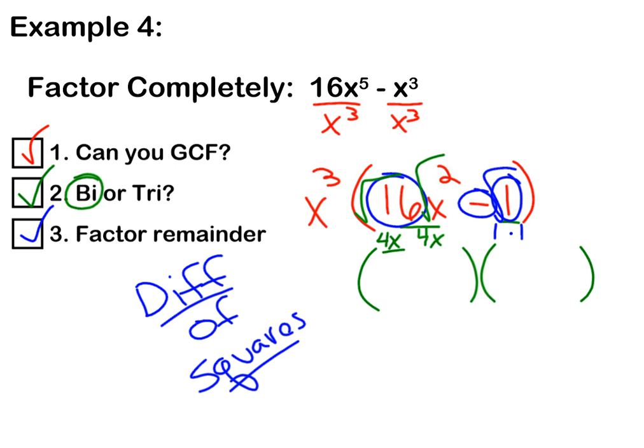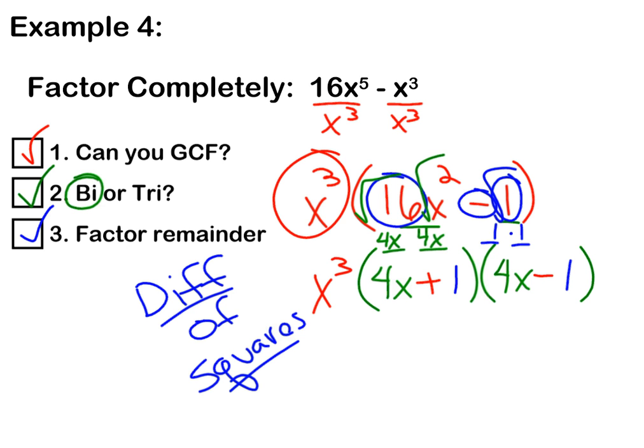I write my first term in the front. I write my second term in the back, and I give it opposite signs. The last thing, don't forget your greatest common factor from the beginning of the problem. This is your final answer. Great job.